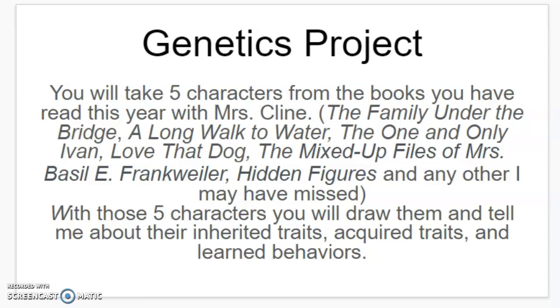So we're going to do a project like this. You're going to pick 5 characters from any of the books. It doesn't have to be the same book. It could be one character from every book you've read, and if you pick 5 from the same book, it really doesn't matter.